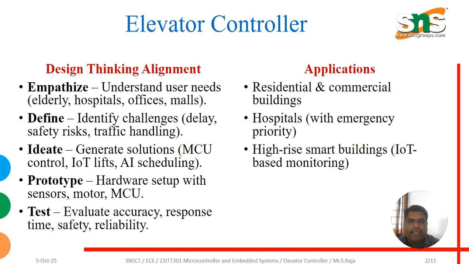The user feels very comfortable moving from one place to another. Next, it is used in hospitals for emergency priority. Third, it is used in high-rise smart buildings, like IoT-based monitoring for counting how many people are coming inside the building and how many people are going outside the building. That is very, very important. And this elevator controller can be discussed based on design thinking, aligned with the 5 phases.